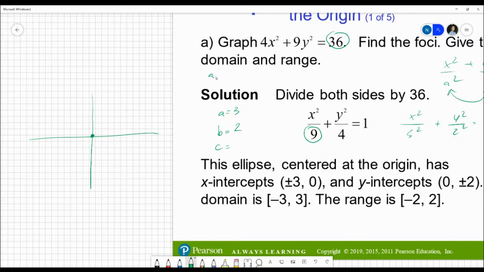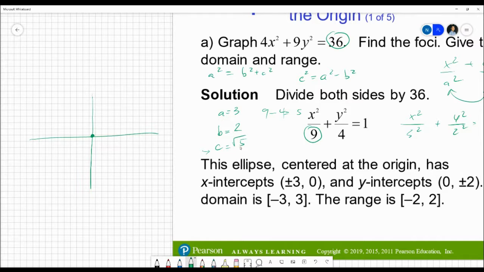Okay, so we know that a squared is equal to b squared plus c squared, or you can say c squared is equal to a squared minus b squared. So if you're trying to find c, just plug it in. A squared, which is 9, minus b squared, which is 4, and then we get 5 and then square root of 5 gives us c.